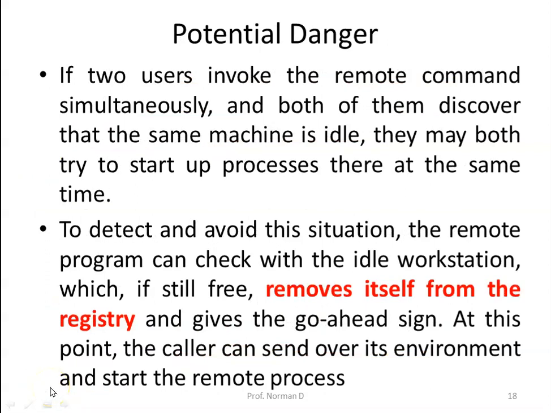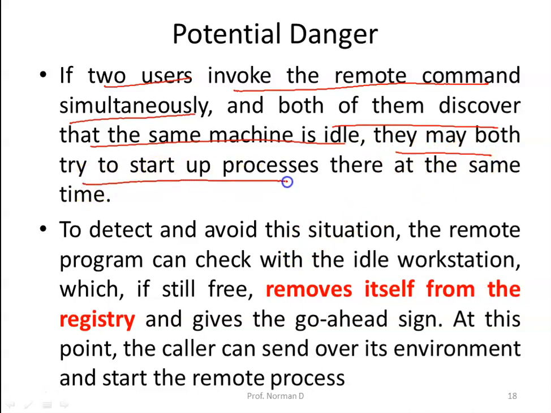So what could be the potential danger? Now when there is one registry or many, the potential danger of race conditions will occur. So what does this mean? If two users invoke the same remote command simultaneously, and both of them discover that the same machine is idle, they may both try to start up a process at the same time on this idle machine.